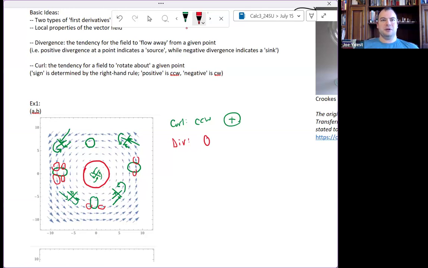Now, as I mentioned before, I could certainly have a field where the divergence is 0 here and positive there and negative there, but we're starting with simple fields so that we can get an idea about how these ideas of curl and divergence relate to the geometry of vector fields.